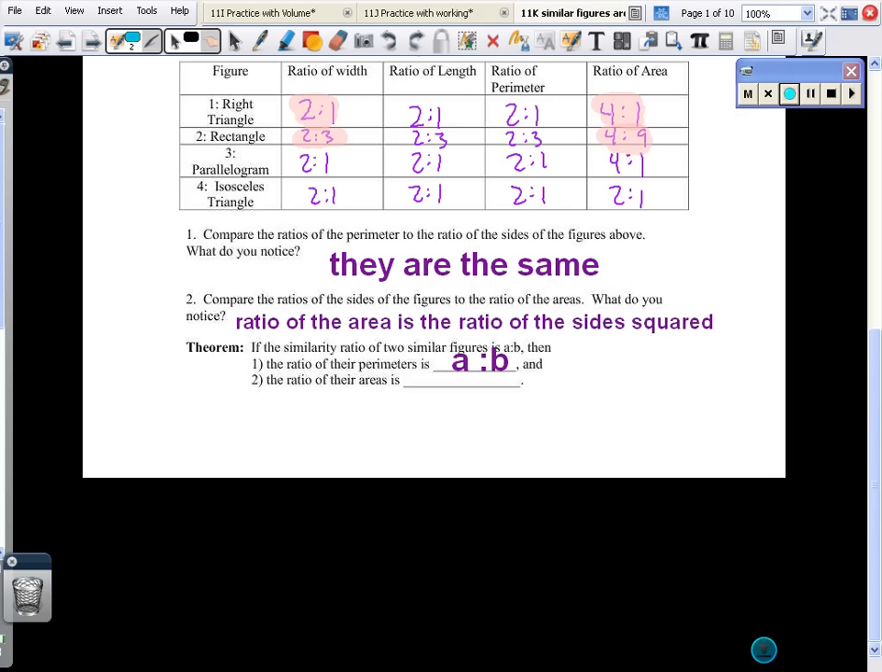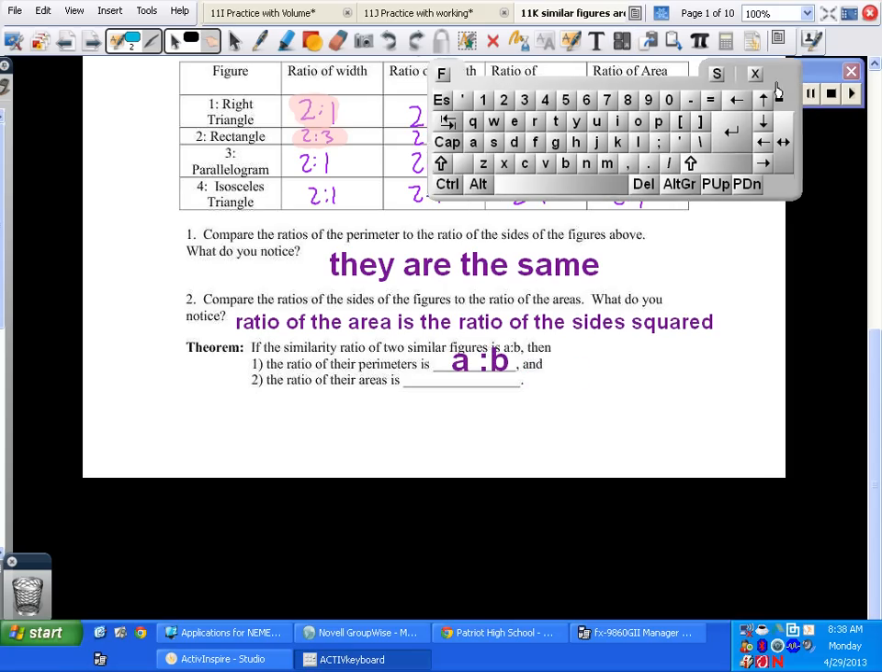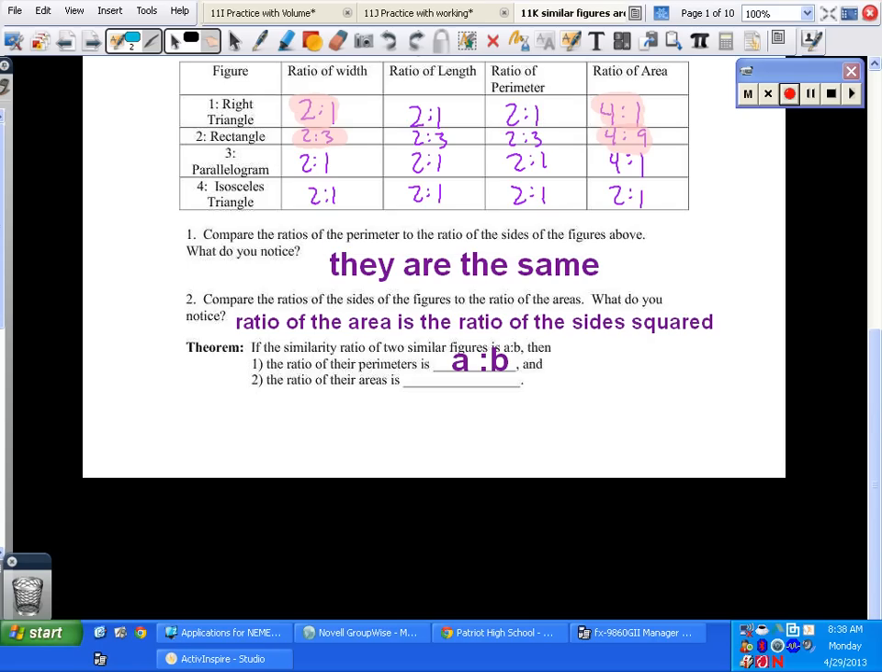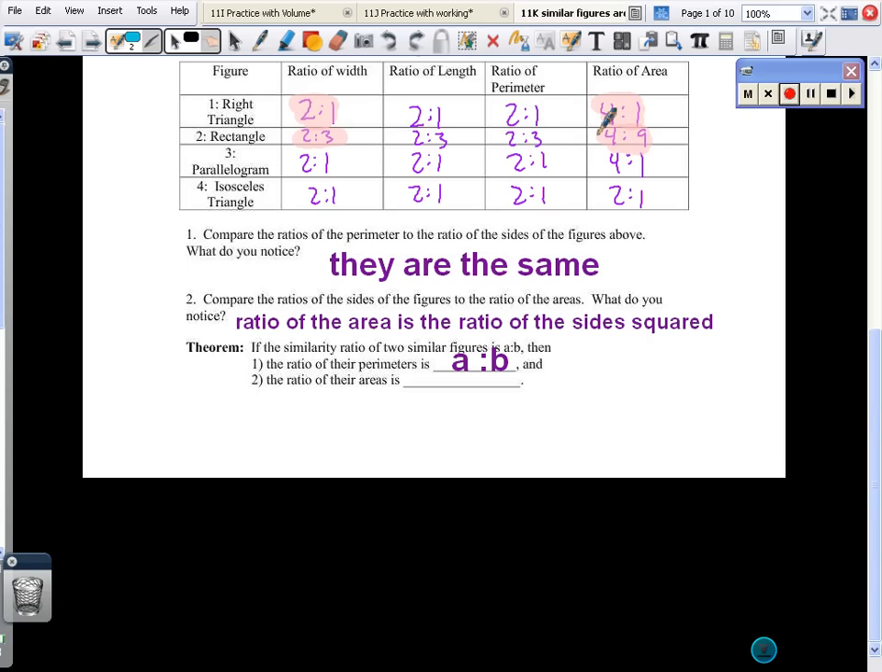And the ratio of their areas, well, what would the ratio of their areas be? I'll give you a second to think about that. I'm going to pause the video for just a second. If you want to think of it, let's just do this. Let's just tell you the answer.